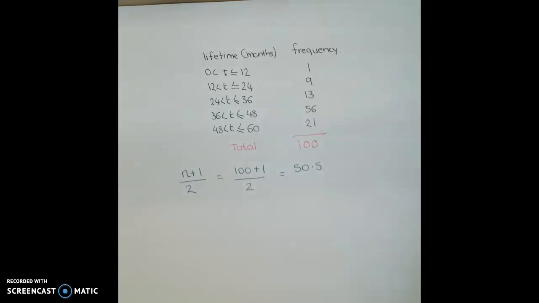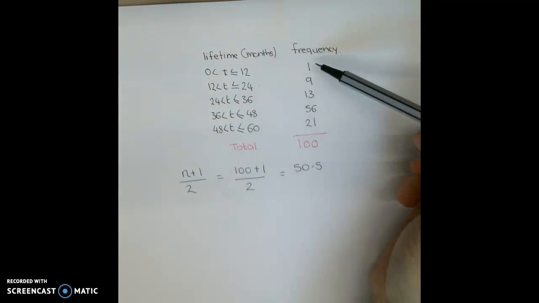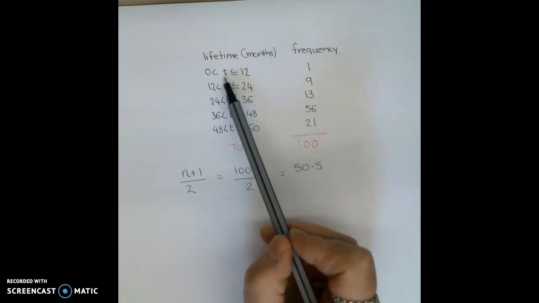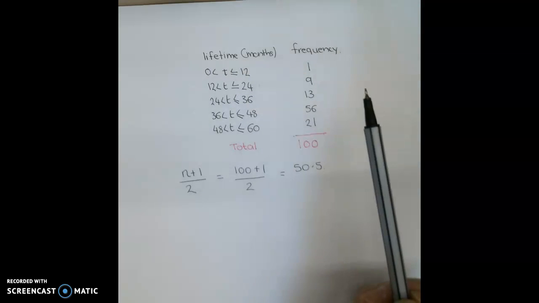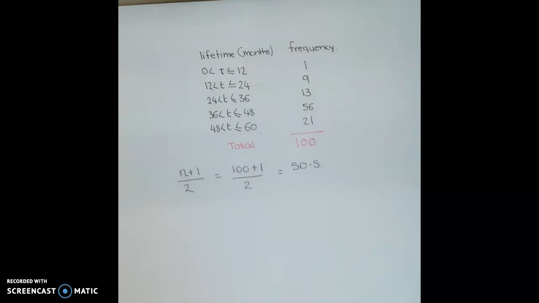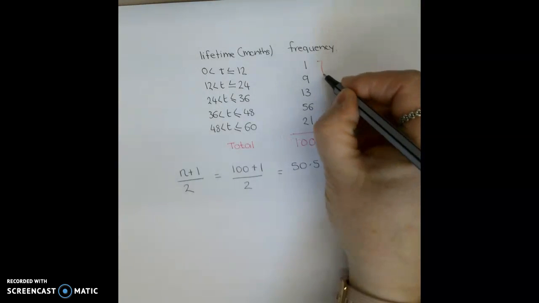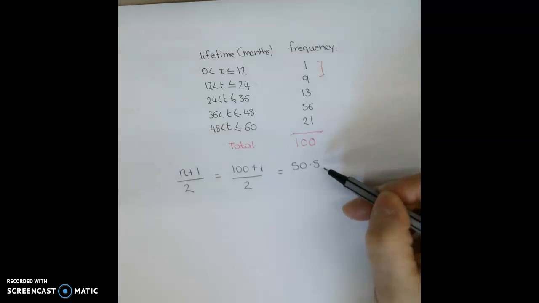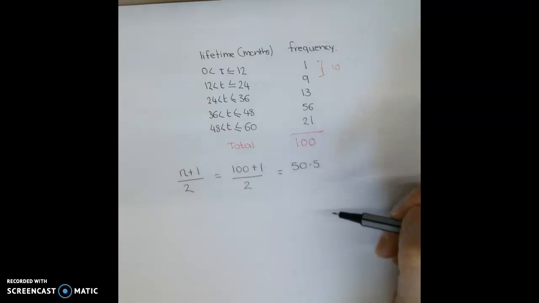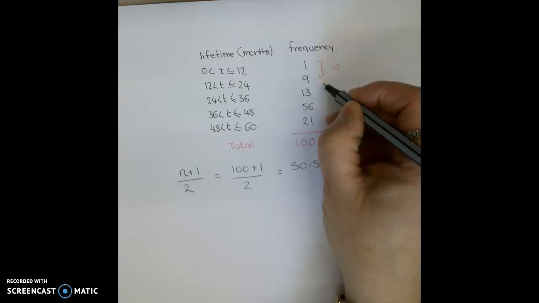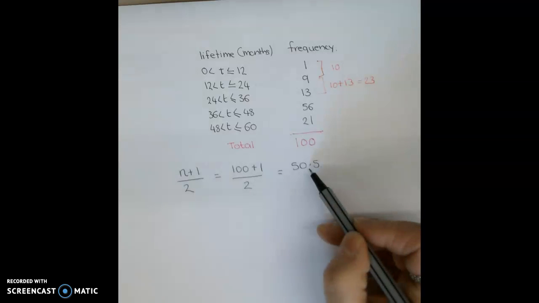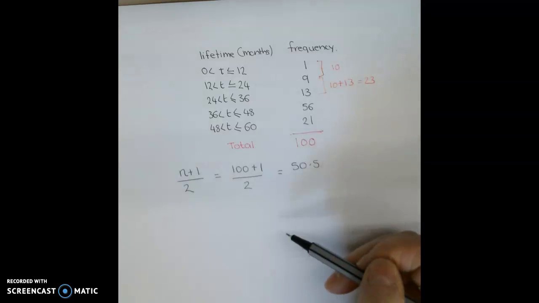So what we need to do is add up the frequencies in our data set. So we know that there is one number between this range of numbers between 0 and 12, and we know that there are 9 numbers between 12 and 24. So we need to add these two together until we get up to 50.5. So 1 add 9 is 10. So 50.5, we need to keep going. 10 add 13, that's 23. So we know we need to keep going because we need to make 50.5.